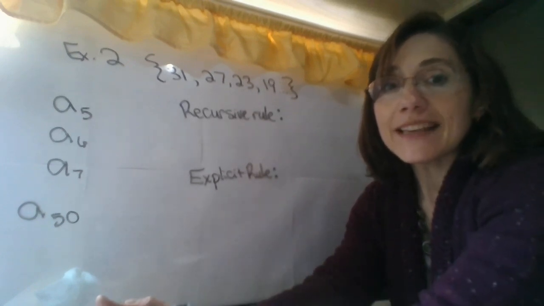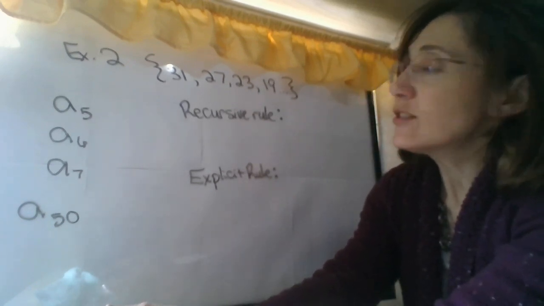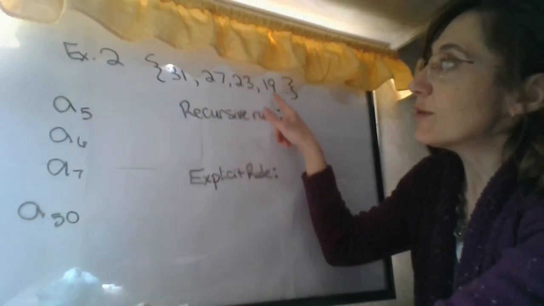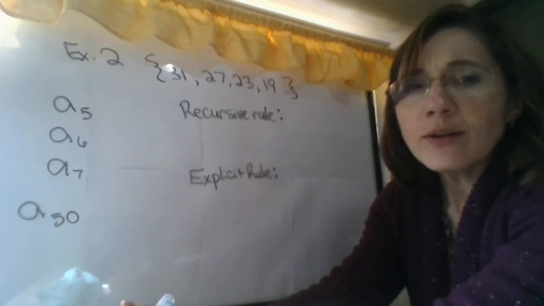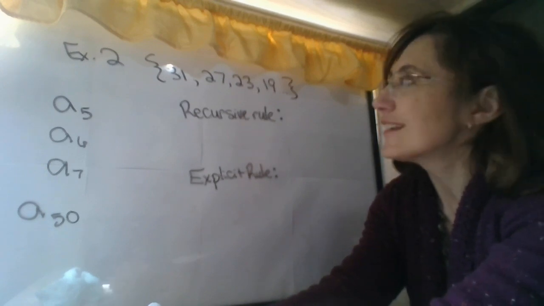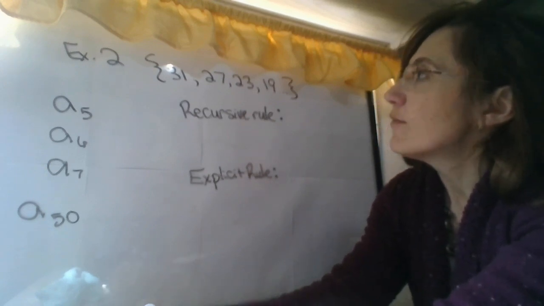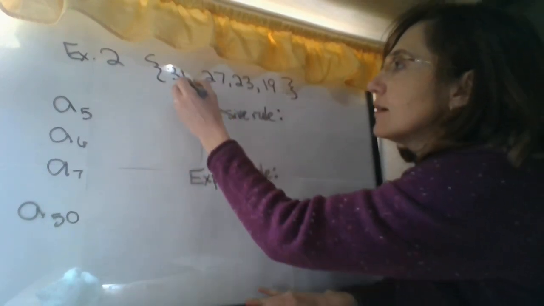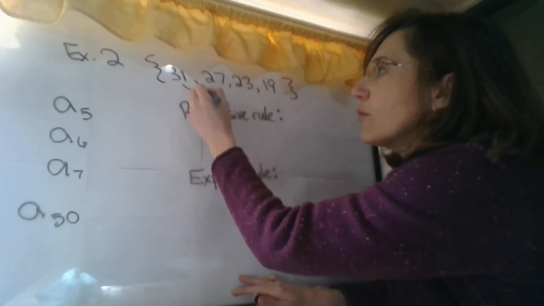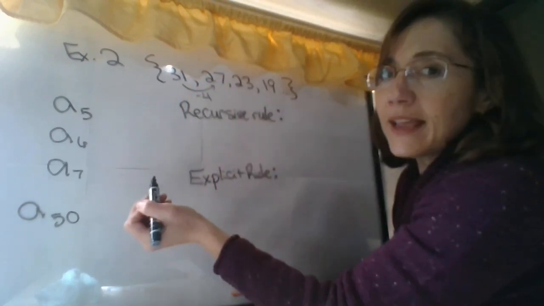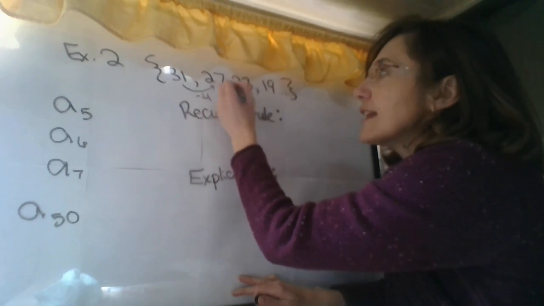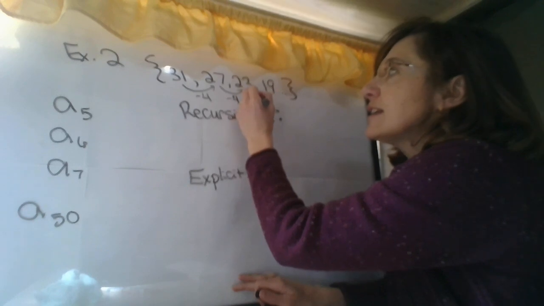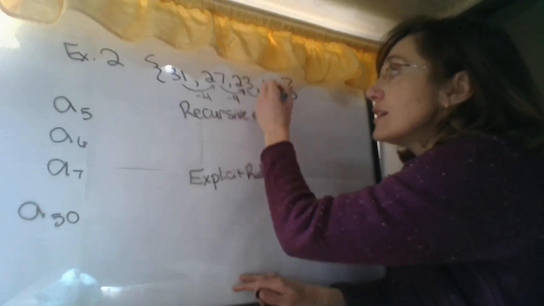All right, we have a second example here to look at. This sequence or pattern of numbers goes 31, 27, 23, 19. So how is this pattern developing? Well, let's see. From 31 to 27, that's a drop of 4. Down 4. Does that happen again? Well, yep, it does. From 27 to 23, it's going down 4. From 23 to 19, it's going down 4. So we can see what's happening.